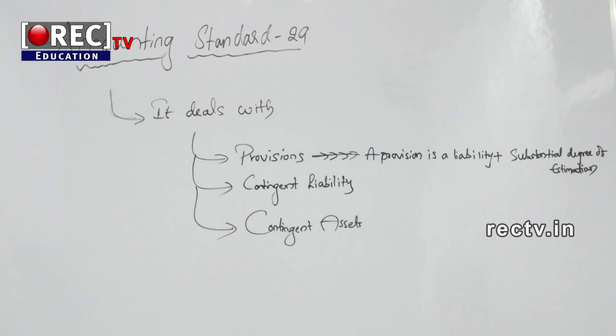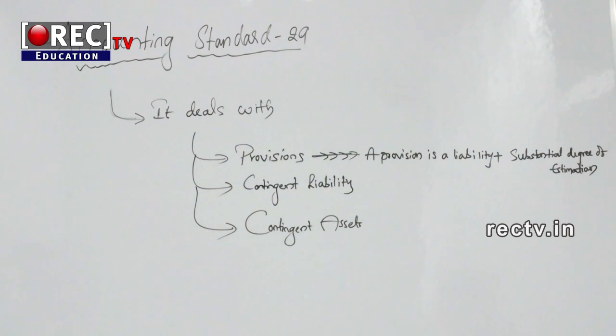But the provisions which deal with assets, like provision for depreciation, provision for bad debts, provision for impairment loss, all these are dealing with assets. That's the reason these are not considered in Accounting Standard 29. So the conclusion is, the provision which deals with liability comes into Accounting Standard 29, and the provision which deals with assets does not.